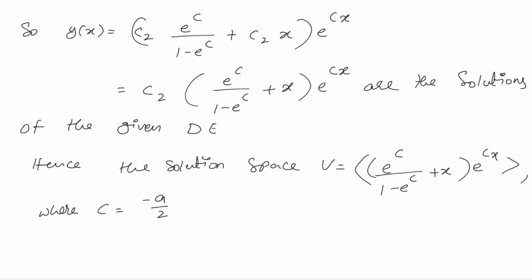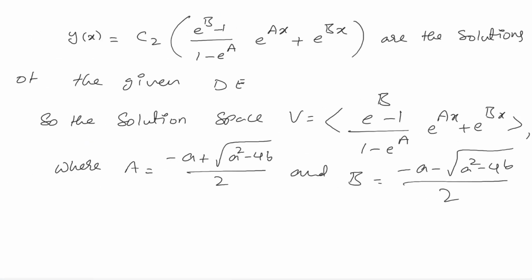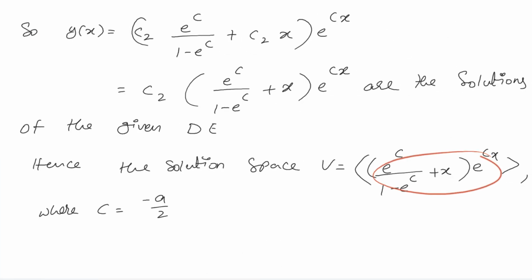This is in the case when a square minus 4b equal to 0, and in the case when a square minus 4b is not 0, we have derived that the solution space is generated by this vector. And in both the cases we can see the solution space is generated by a single vector. Here in the first case generated by this vector, and in the second case it is generated by this vector, and hence we can say dimension of V is 1. Hence the answer is 1.